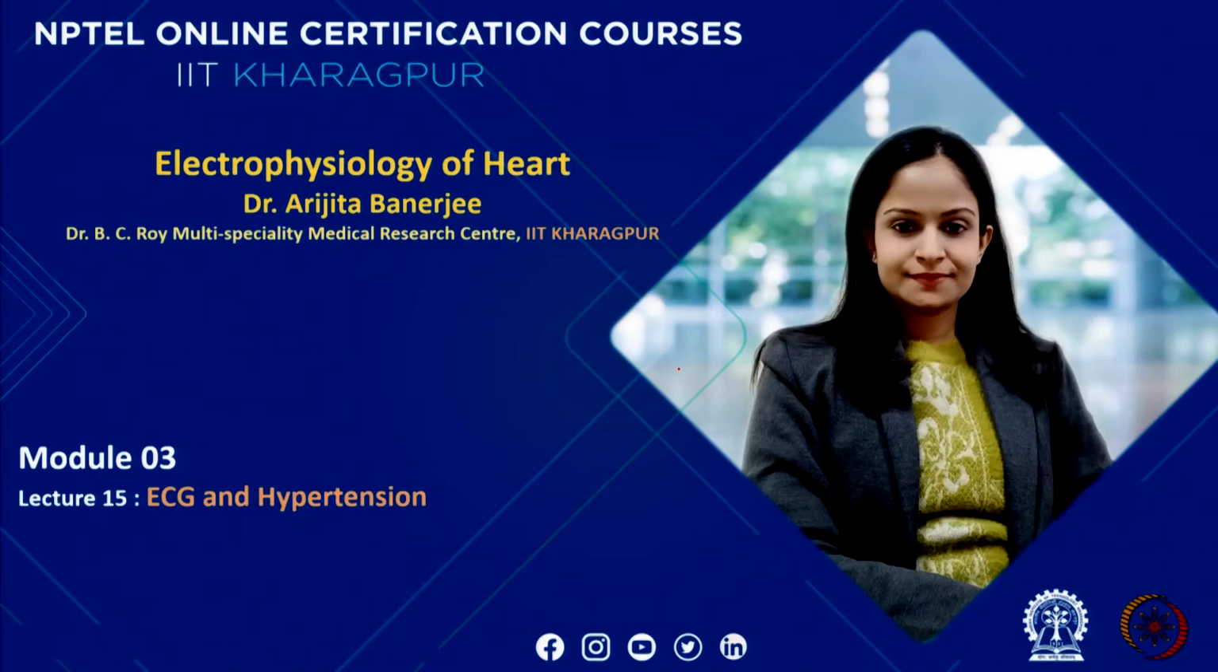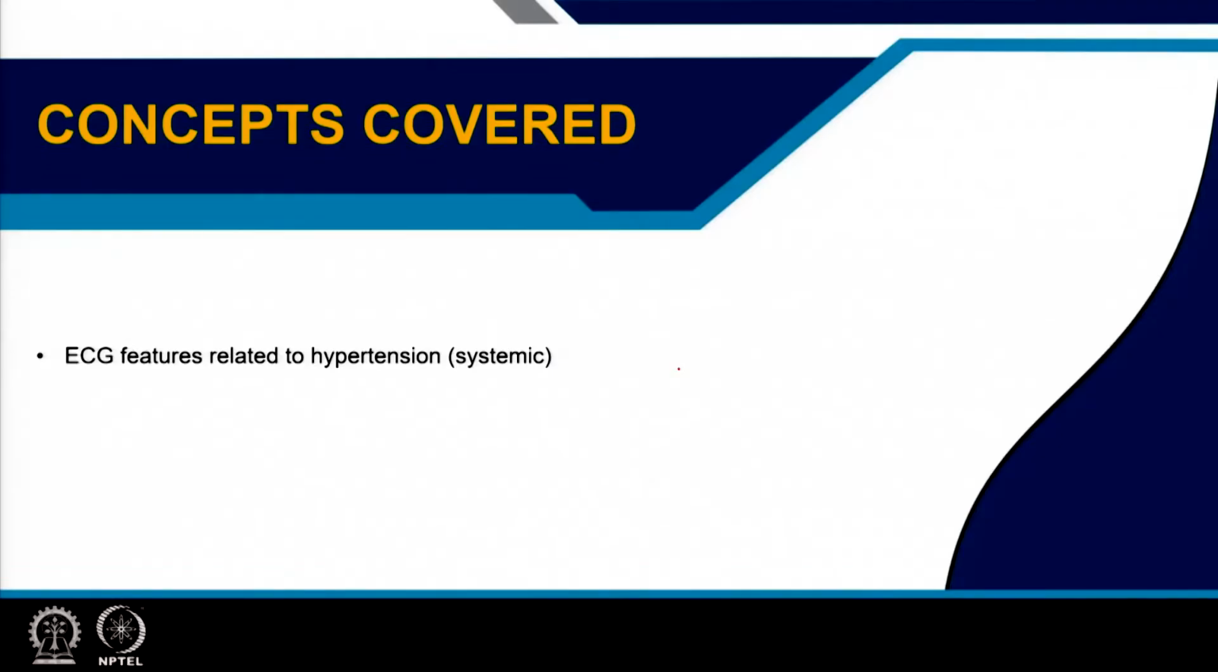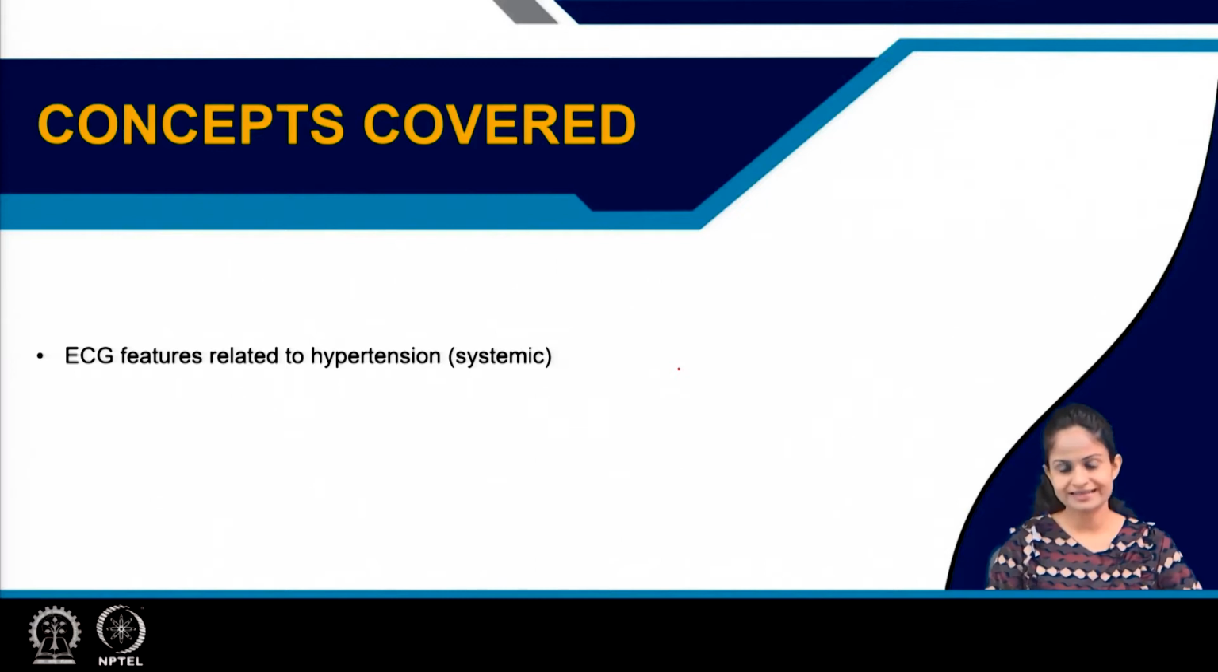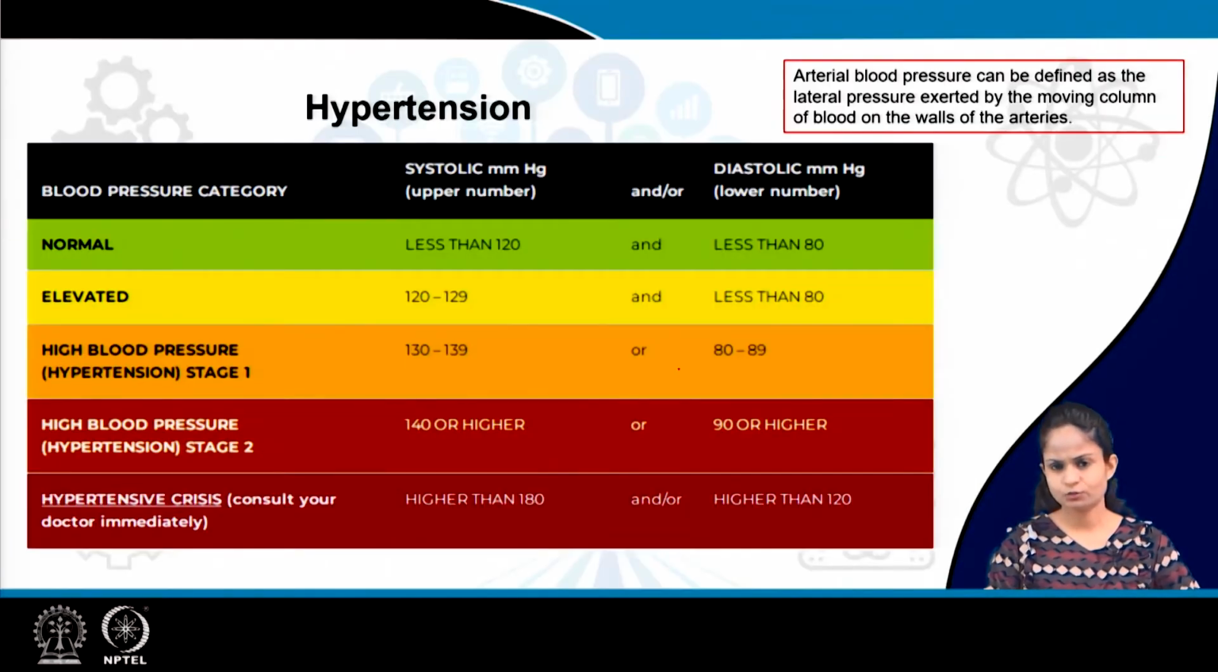Hello everyone. So, we will start our next topic, that is electrocardiogram, ECG, and hypertension. The concepts will cover what are the ECG features related to hypertension. We are talking about systemic hypertension over here. So, first and foremost, the blood pressure definition is very important. So, what do we understand by arterial blood pressure?